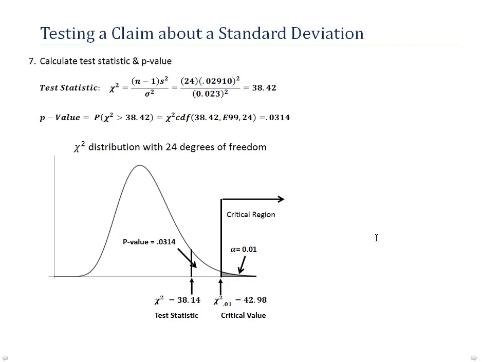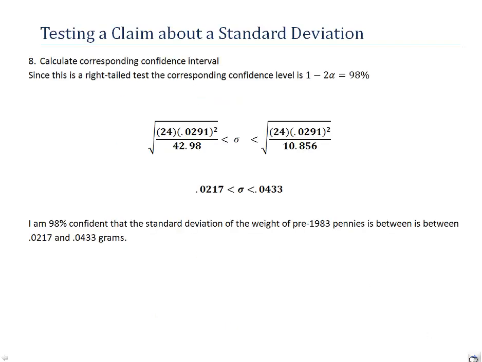Now let's update our graph with this information. The test statistic, 38.42, is to the left of the critical value. So the test statistic is not in the critical region. The p-value is all the area to the right of the test statistic. And we saw that that is 0.0314.